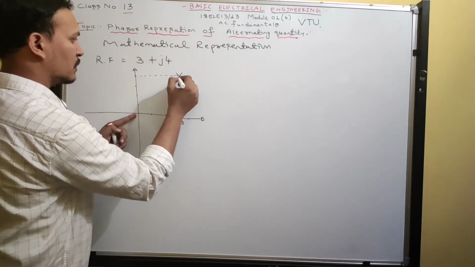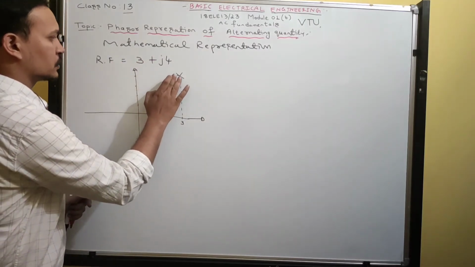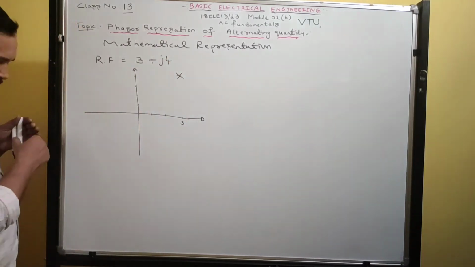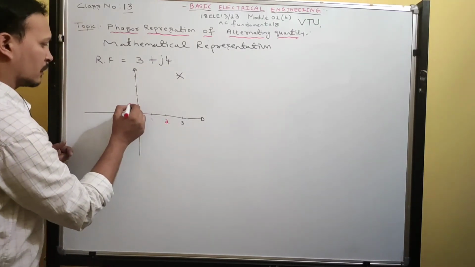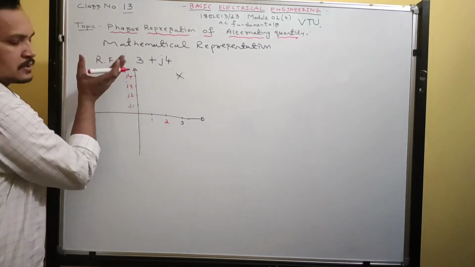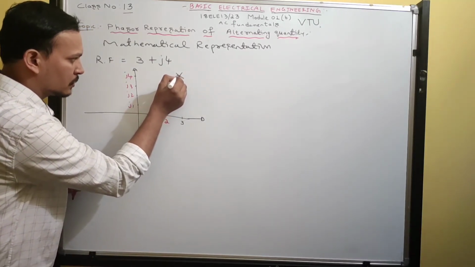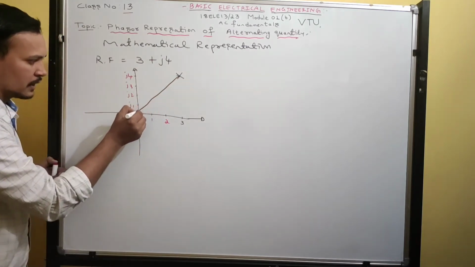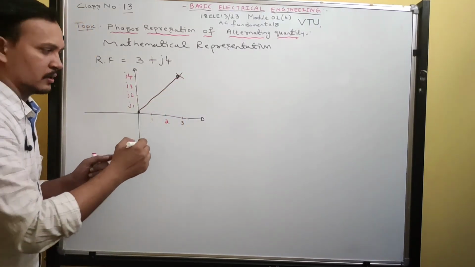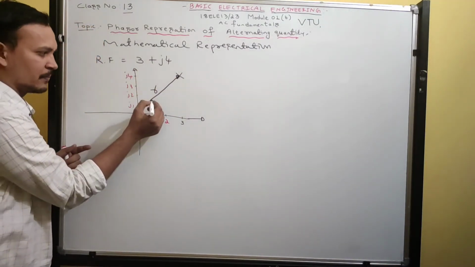Rectangular form is represented by a complex point. After joining those two points, this is 3 plus j4. I can represent it like this: 1, 2, 3, then j1, j2, j3 and j4. Obviously it is the plus j axis. From the tip of this point you draw a diagonal line to meet the origin. Once you draw that, it becomes the resultant vector. Its magnitude is R. But this phasor is rotated by some angle phi.